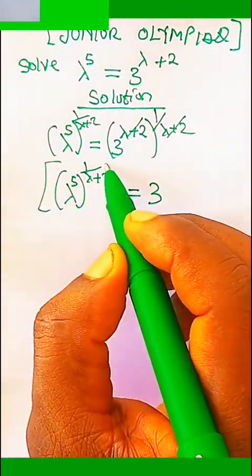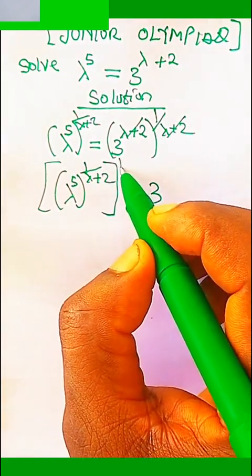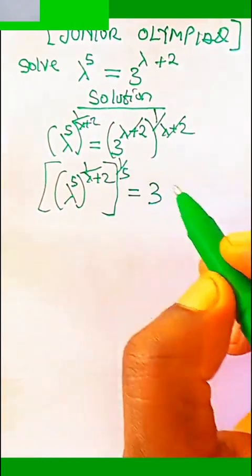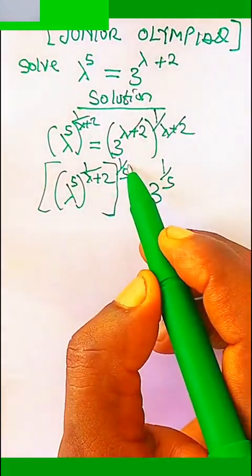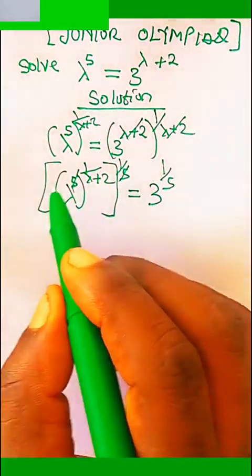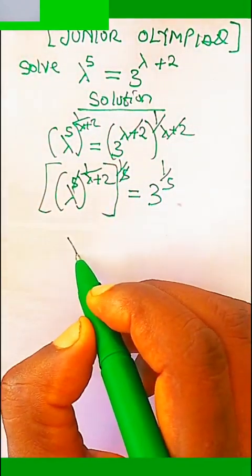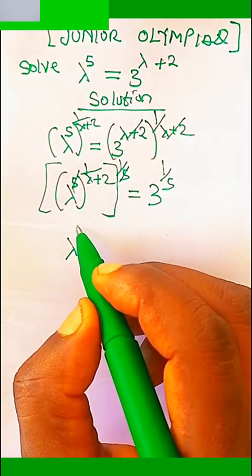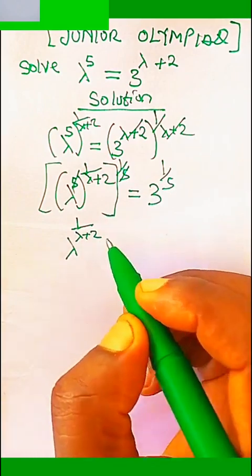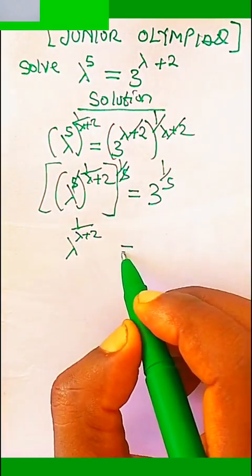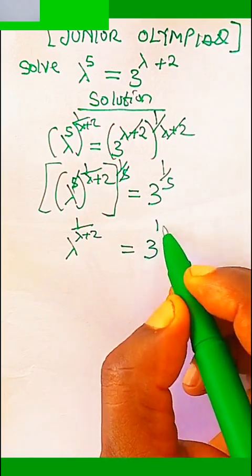What do you do? You think that is 1 over 5 this side. Now it's going to 1 over 5 this side. So this 5 will go with this 5. So we have succeeded now. So now we have lambda to the power of 1 over lambda plus 2 at the left hand side, equals to the right hand side 3 to the power 1 over 5.